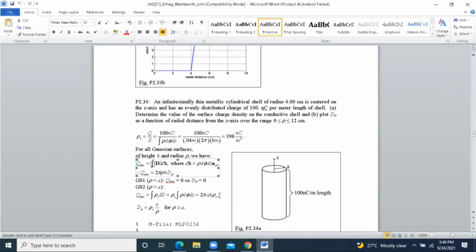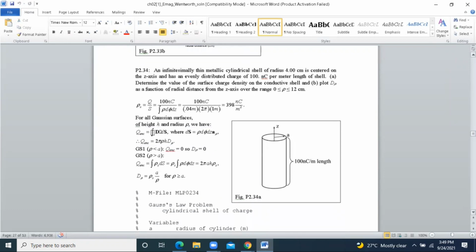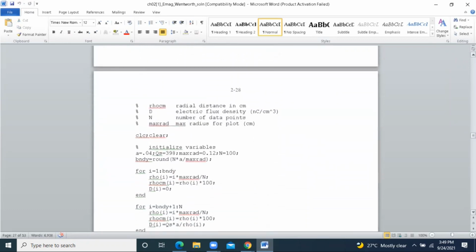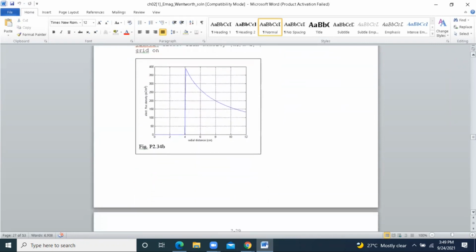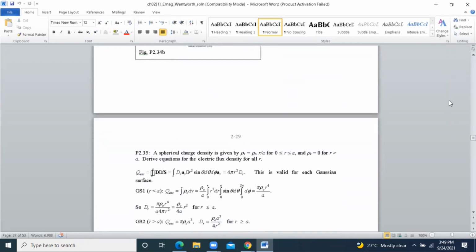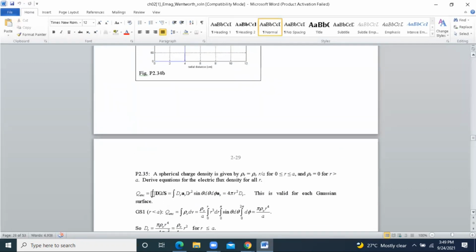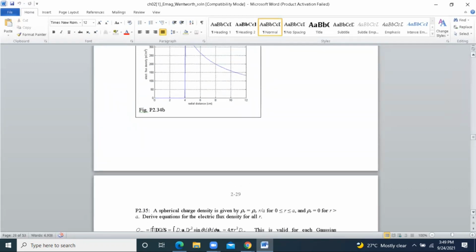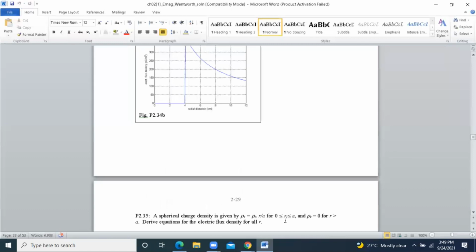So let me give you one more for which I want you to tackle at home. Number 235. So try that one for class next week.